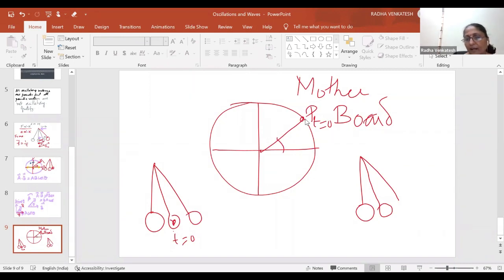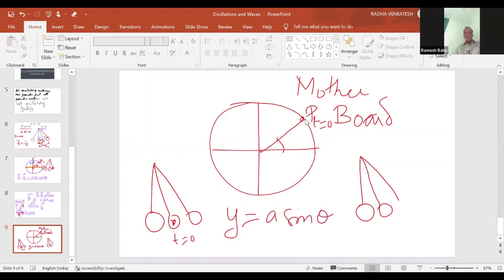Has it covered an angle? When you see it, has it covered an angle? Yes, ma'am. Are you clear with this? So it already has an angle covered. So initially you wrote the equation as y is equal to a sine theta.